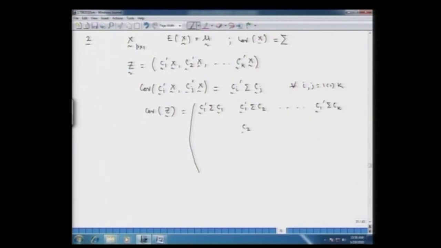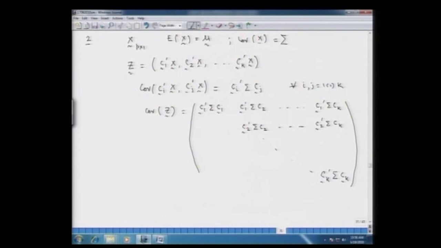This entry would be c 2 prime sigma c 2, and this would be the covariance between c 2 prime x and c k prime x, so that this would be given by this term, and the last entry would be the covariance between c k prime x and itself, so that would be given by c k prime sigma c k.